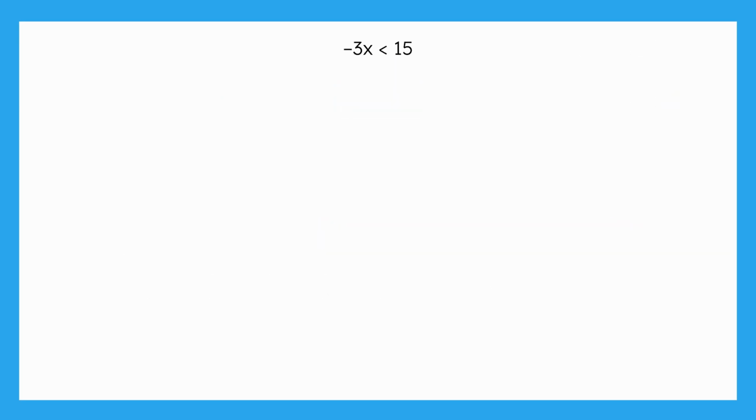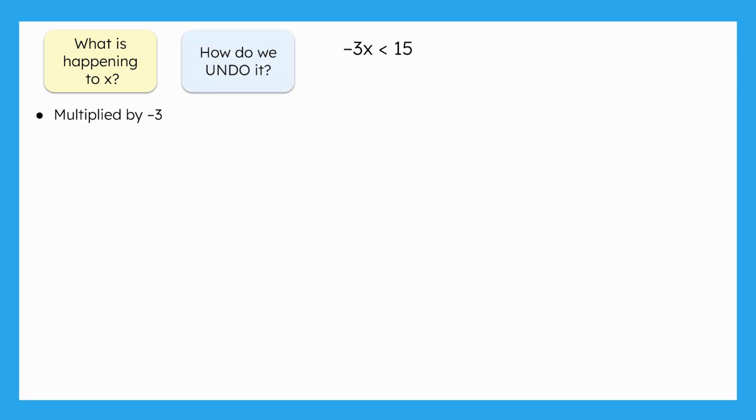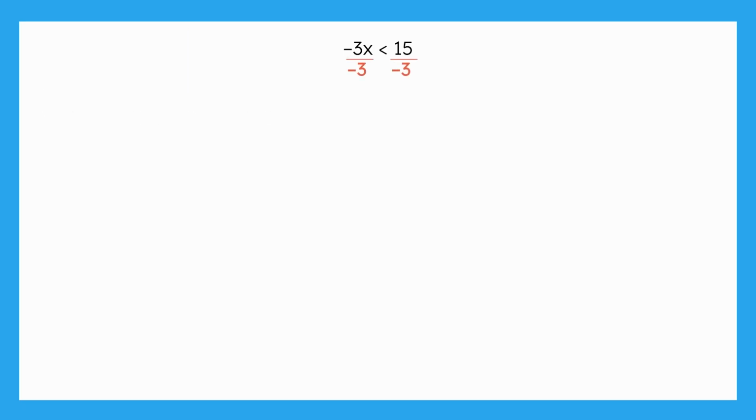What about this inequality? Negative 3x is less than 15. What is happening to x? It's being multiplied by negative 3. Okay, so how do we undo that? We have to divide both sides by negative 3. I'll divide both sides by negative 3, and that gives me x is less than negative 5.